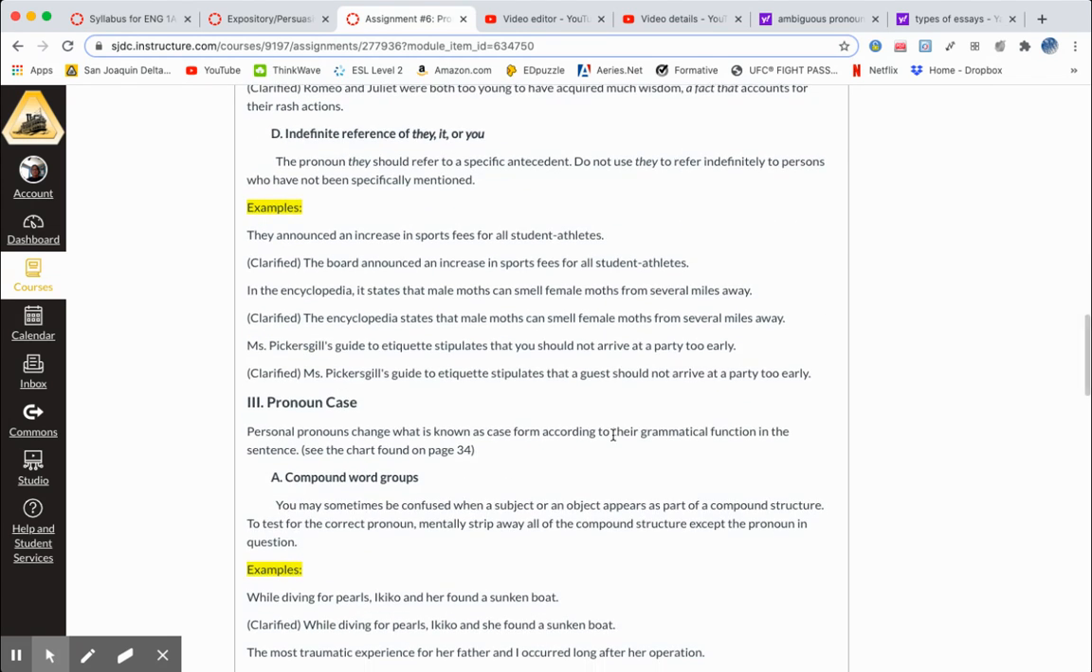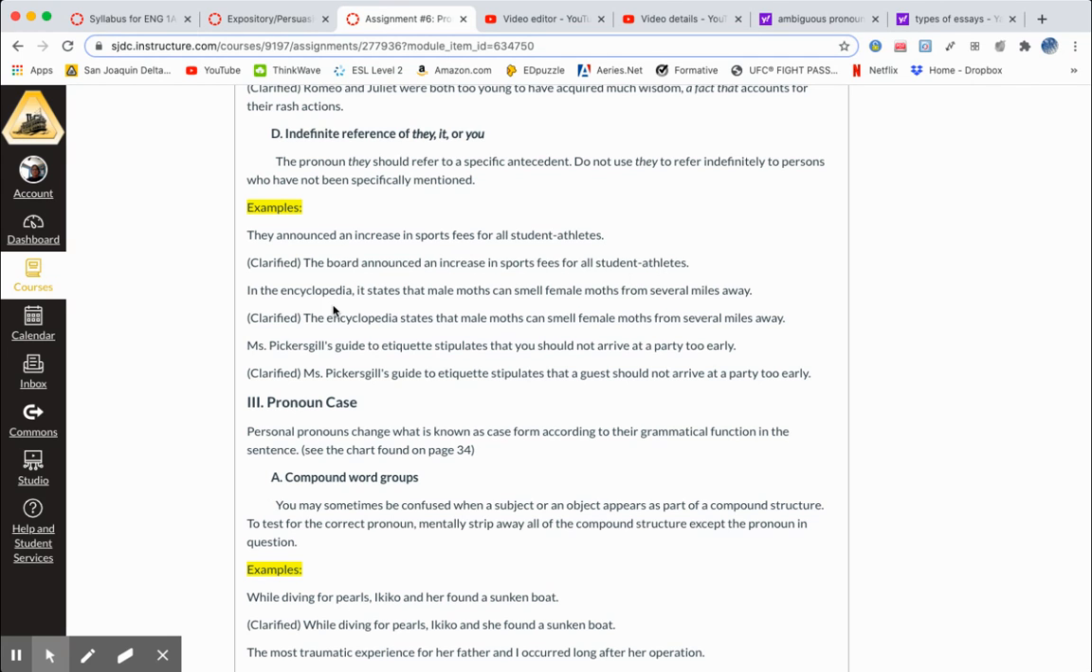And now let's look at indefinite reference of they, it, or you. The pronoun they should refer to a specific antecedent. Do not use they to refer indefinitely to persons who have not been specifically mentioned. Here's an example: "They announced an increase in sports fees for all student athletes." Well, the question that is begged naturally by the reader is, who is they? We can clarify that by saying who they is: "The board announced an increase in sports fees for all student athletes."